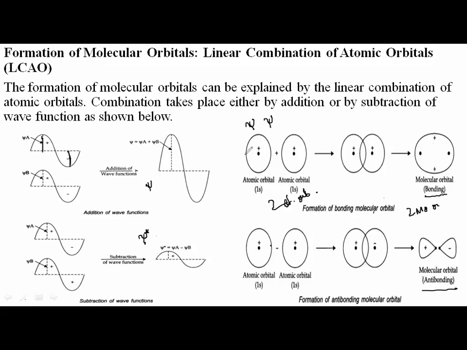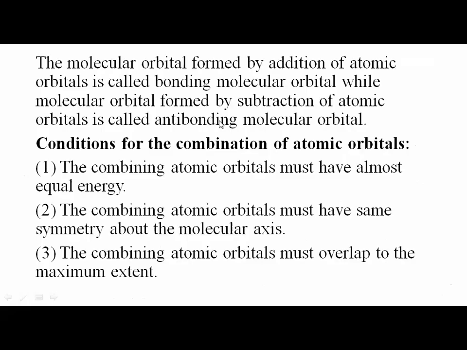So this is about linear combination of atomic orbitals. The molecular orbital formed by addition of atomic orbitals is called bonding molecular orbital, abbreviated as BMO. The molecular orbital formed by subtraction of the atomic orbitals is called anti-bonding molecular orbital. What are the conditions for combination of atomic orbitals? The combining atomic orbitals must have almost equal energy. They must have the same symmetry about the molecular axis. They must overlap to maximum extent.